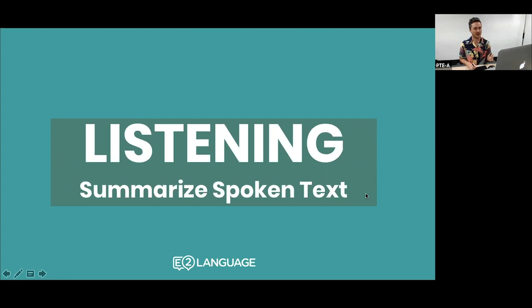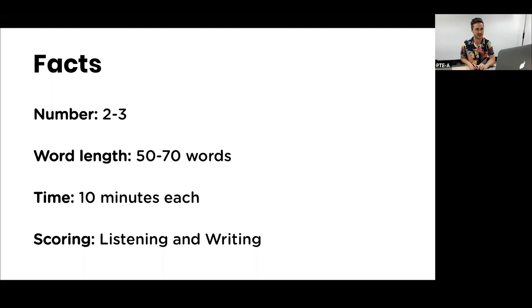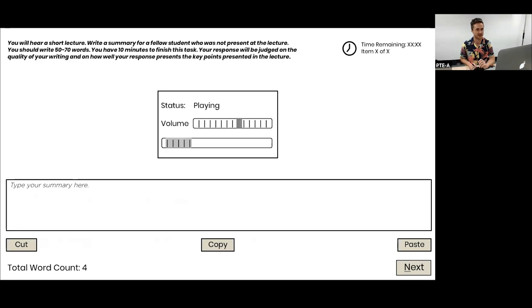Okay, this is the first task we're talking about today where you actually put pen to paper, so to speak, and actually do some writing. It's called summarized spoken text. You're going to get two or three on test day. You'll have to write a summary of a lecture or interview that'll be between 50 and 70 words. You'll have 10 minutes to write it, and it's going to contribute points to your listening and writing score. This is what it looks like on test day.